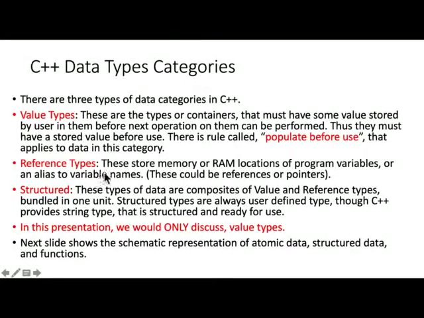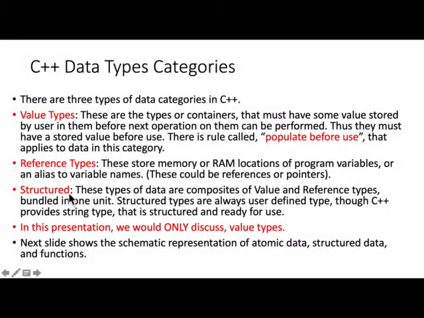Then you have reference types. These store the memory or RAM location of program variables, or an alias to variable names. These could be references or pointers. We don't discuss pointers too much in this class. CS2 has a huge discussion on them.